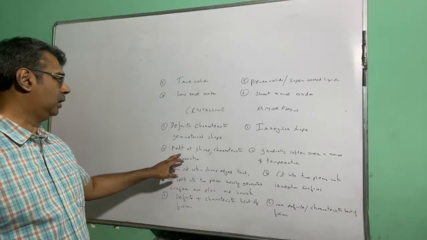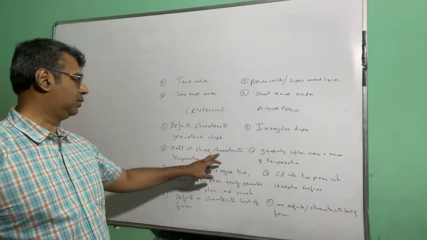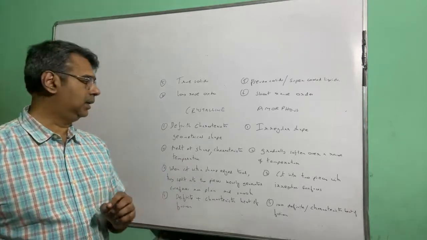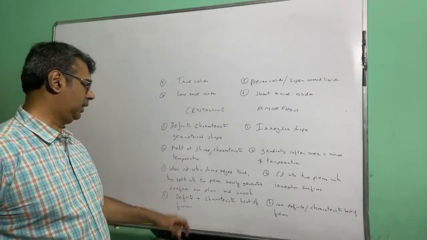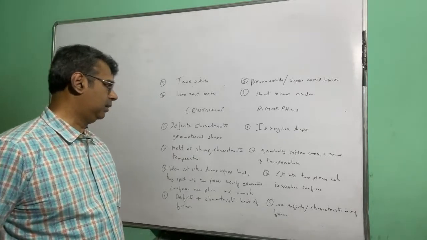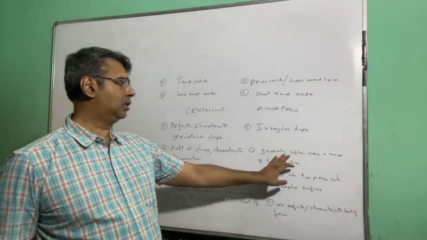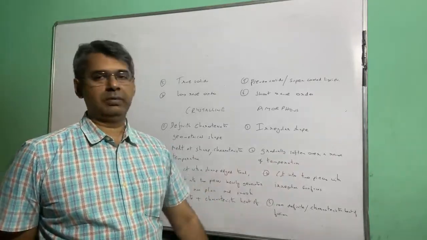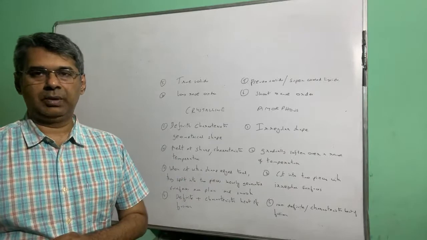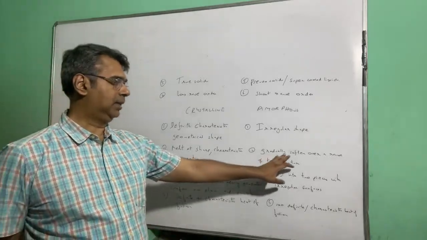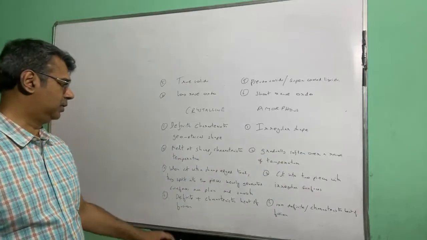Number two, crystalline solids will melt at a sharp characteristic temperature. So they will have a very clearly defined characteristic melting point. Whereas in case of amorphous solids, they will gradually soften over a range of temperature. So amorphous solids will not have a clearly defined melting point. In fact, they will soften over a range of temperature.